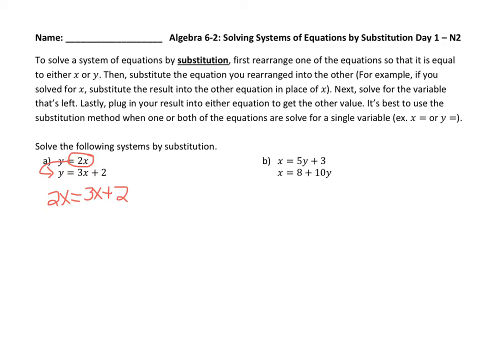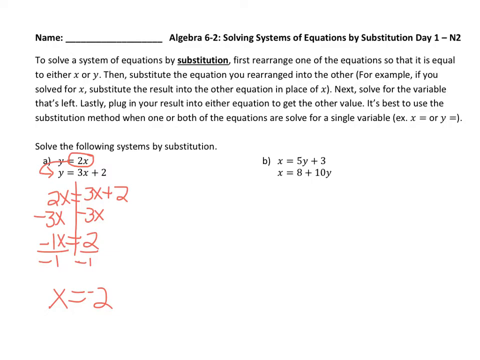Now you have a multi-step equation, so go ahead and solve for x. I'm going to subtract 3x from both sides. I get negative 1x equals 2. Divide by negative 1. x equals negative 2. Remember, in a system of equations, the solution is an ordered pair. So we have an x value, but we need the corresponding y value.